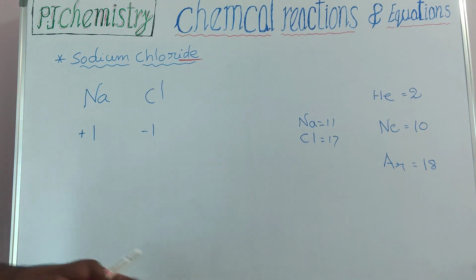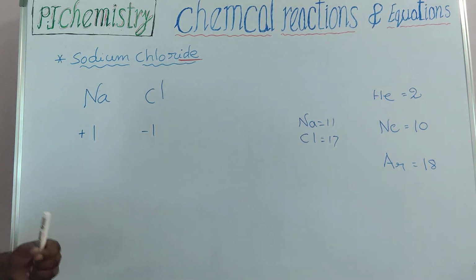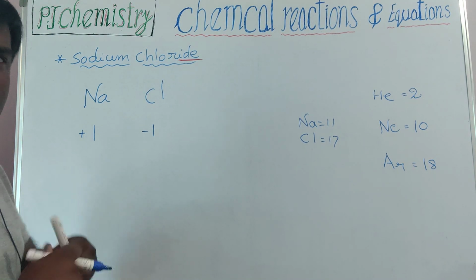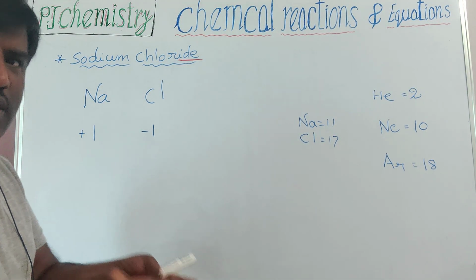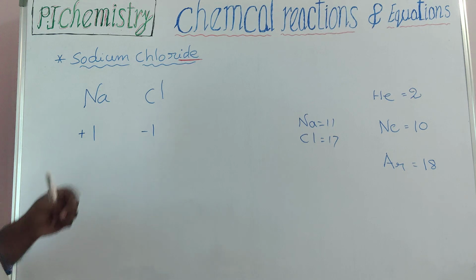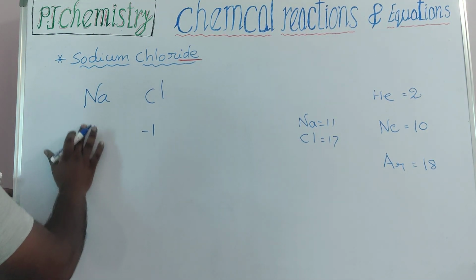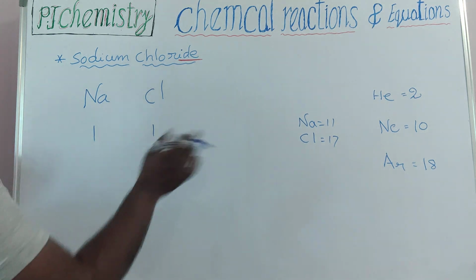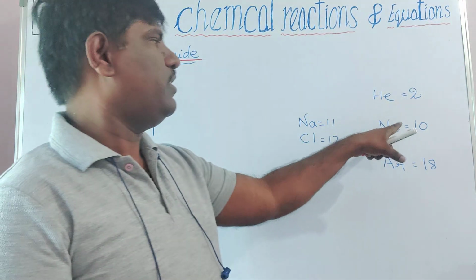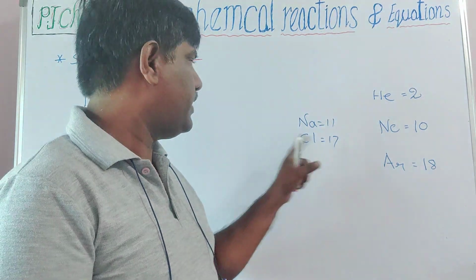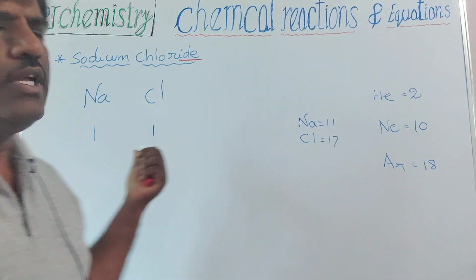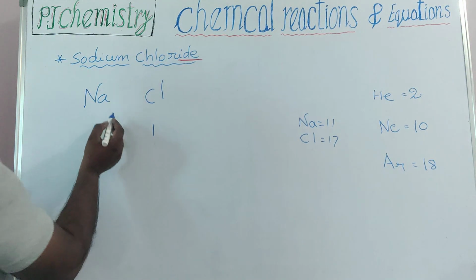Sodium loses 1 electron to get stability. Electron means negative charge, so losing it means a positive increase of 1. Like that, chlorine gains. All this is not required; directly write the valency: how many electrons lost, how many electrons gained. Sodium loses 1 electron, so sodium valency is 1. Chlorine gains 1 electron, so chlorine valency is 1.